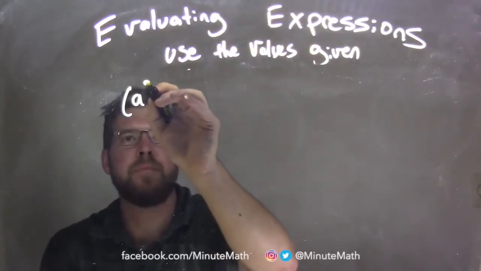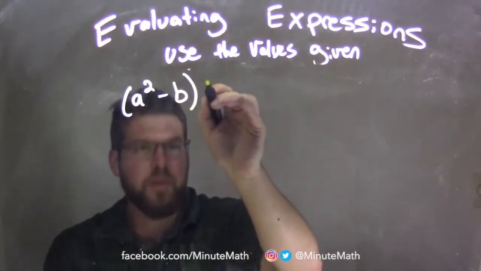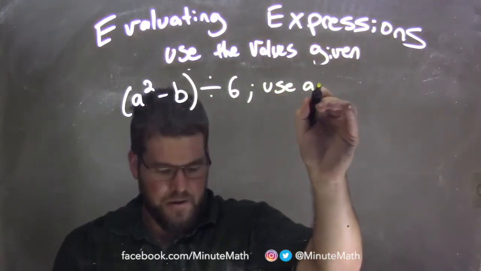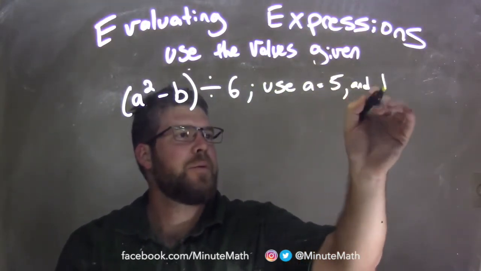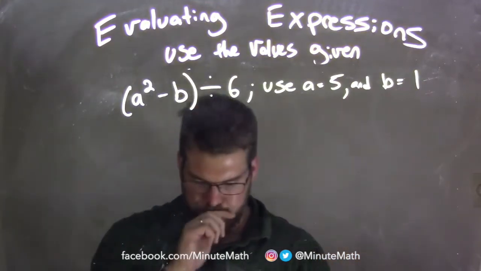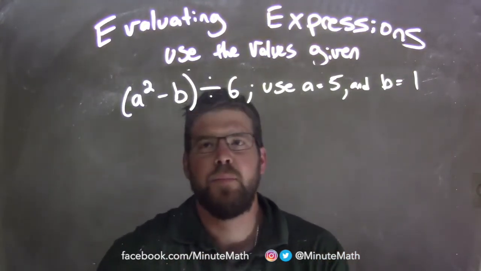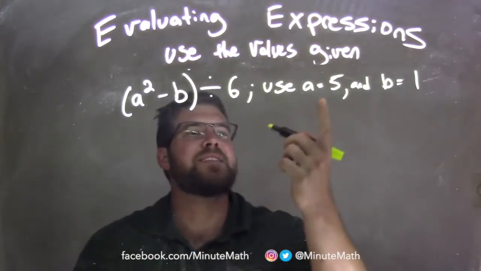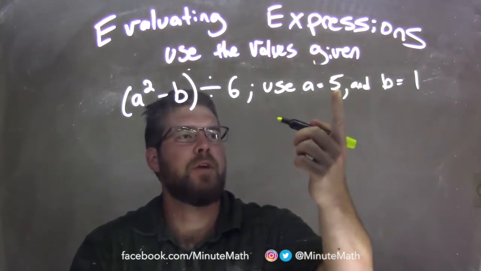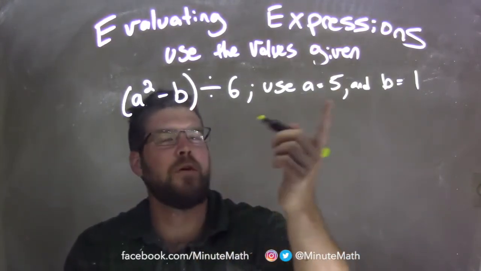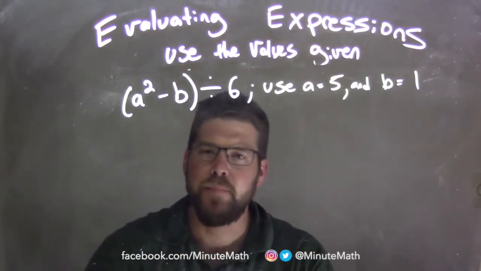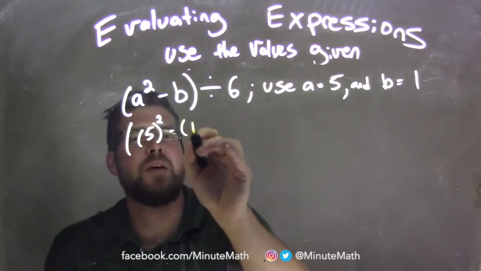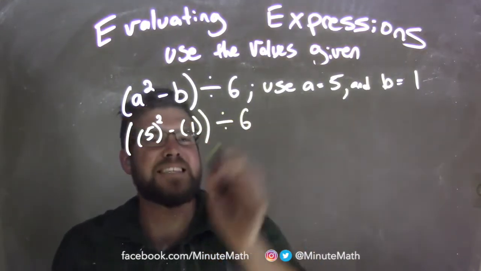A squared minus b divided by 6. And we're using a equals 5 and b equals 1. Okay? So a squared minus b divided by 6. We're using a, 5, and b is 1. So our first step is we want to substitute, all right, a to be 5 and b 1. So wherever we see an a, we put a 5 in. And wherever we see a b, we put a 1 in. So right here in the beginning, I have a, which is 5, squared, minus b, which is 1. And then we divide it by 6 on the outside.